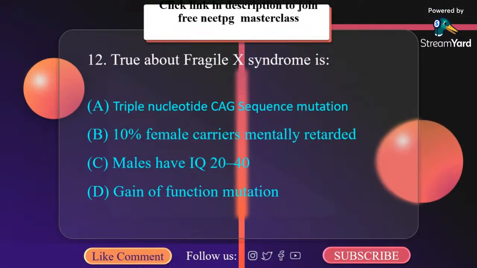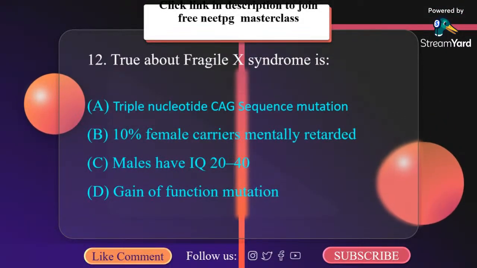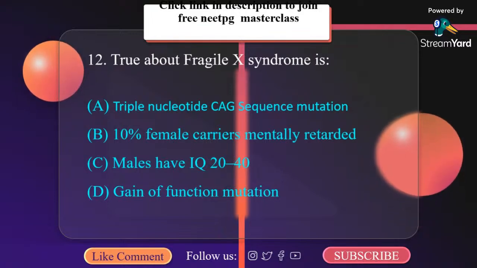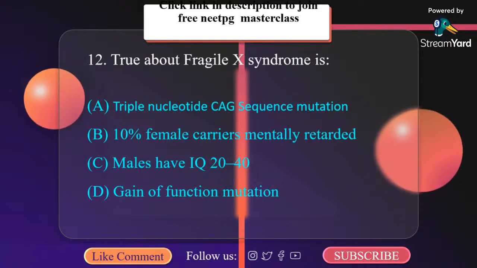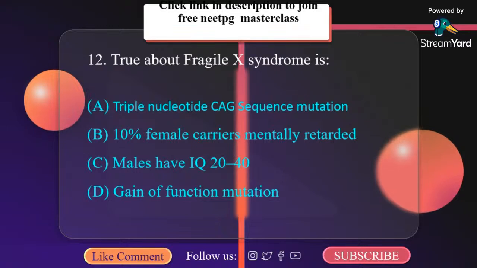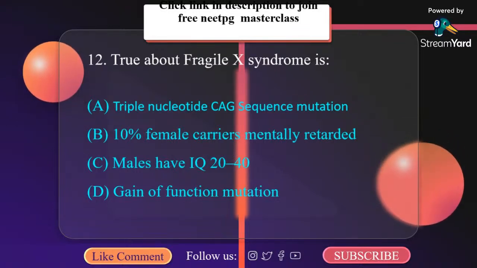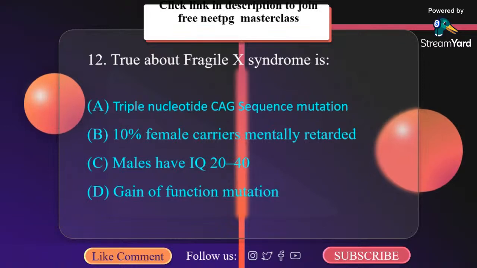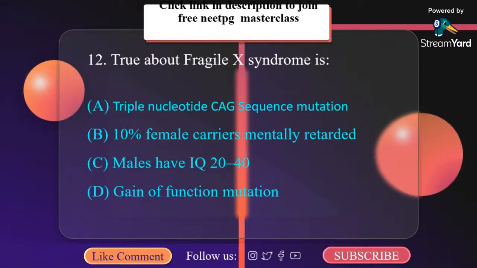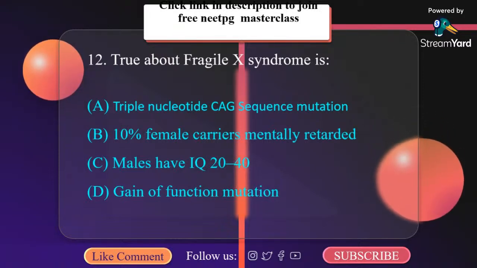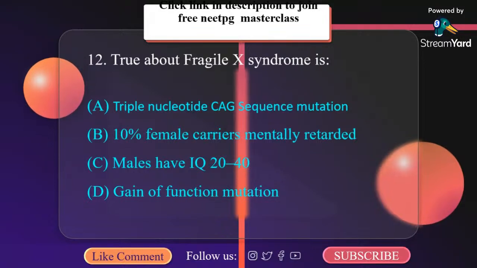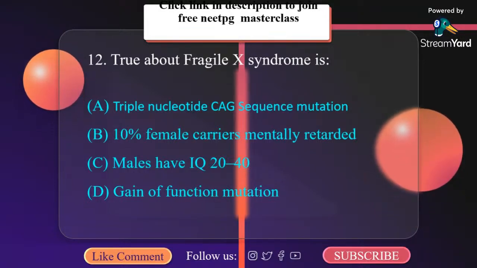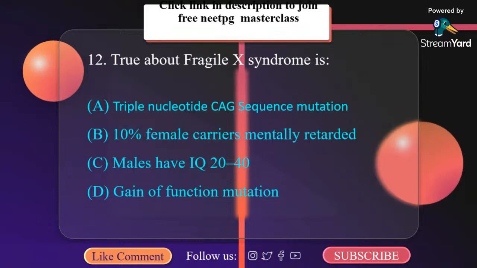True about Fragile X syndrome is A. Triple nucleotide CAG sequence mutation, B. 10% female carriers mentally retarded, C. Males have IQ 20 to 40, D. Gain of function mutation. This triple nucleotide CAG sequence mutation is seen in Fragile X syndrome.